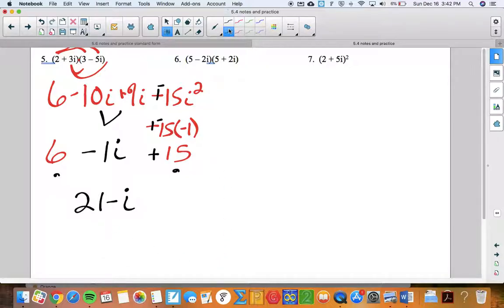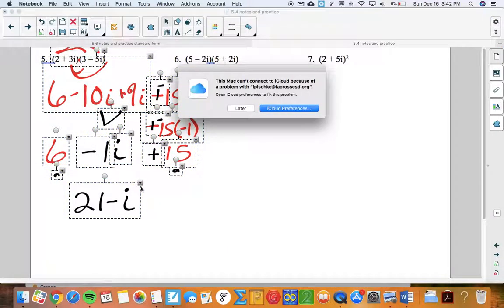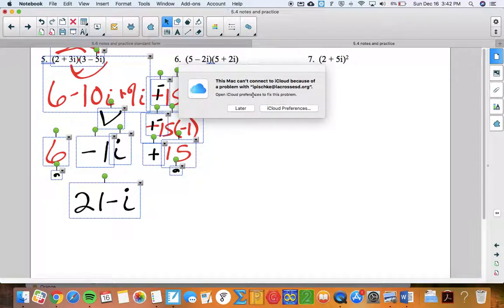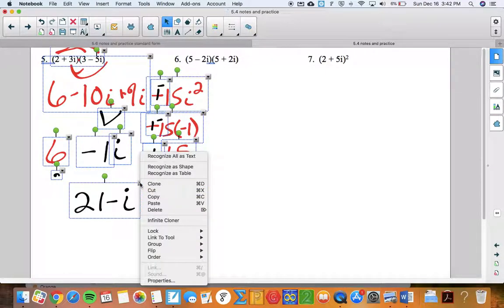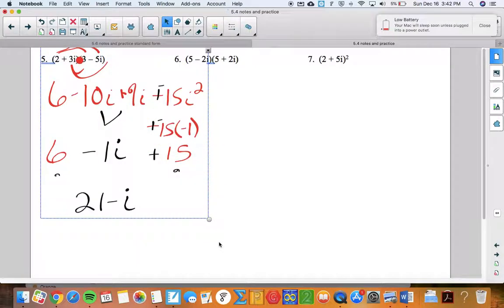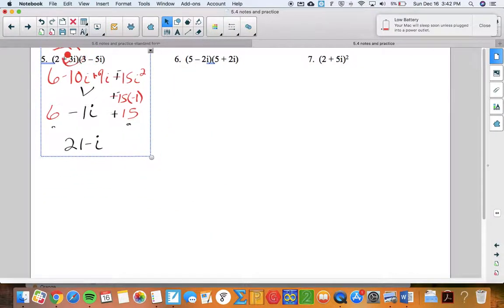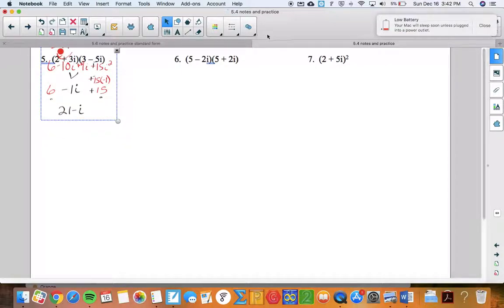Let me take all this stuff and shrink it down. Oh, now the iCloud's mad at me. My battery is low. Think we're going to make it? I think so. Living on the edge.